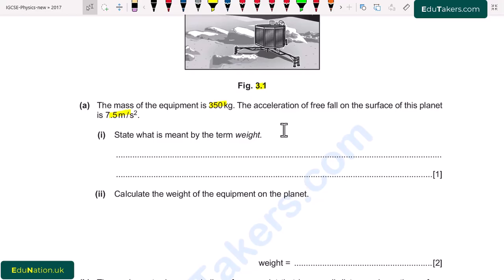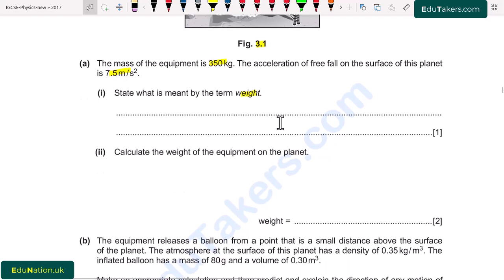Part 1. State what is meant by the term weight. So here we have to define what is weight. Weight is the force due to gravity acting on an object. So I write here, weight is a force due to gravity acting on an object.